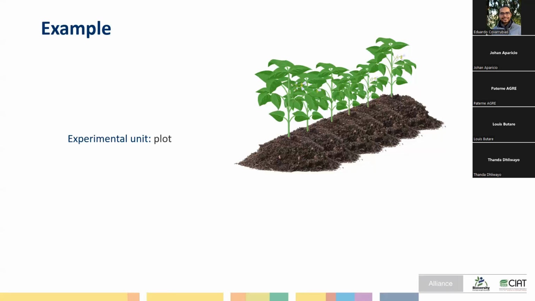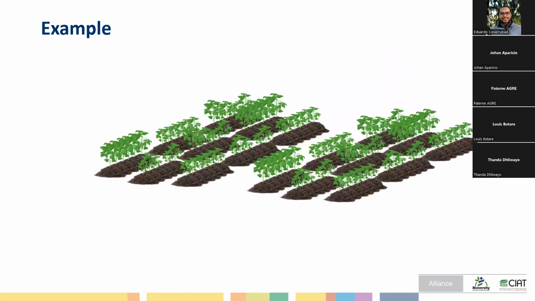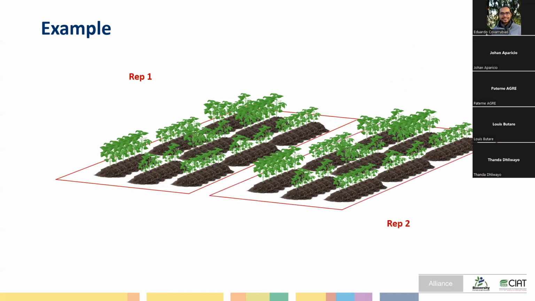Just to give you an example, this is in the case of beans. This is an experimental unit. This is the plot with some plants. So this is basically the unit that we are going to measure. We are going to take the yield, the days to flowering, and the rest of the traits. And let's say that this is an RCBD, for example, with 2 reps.